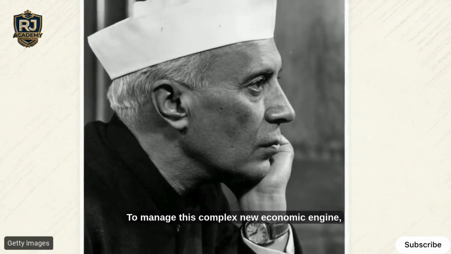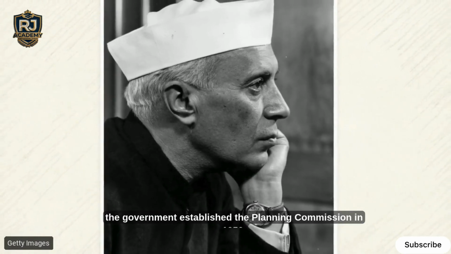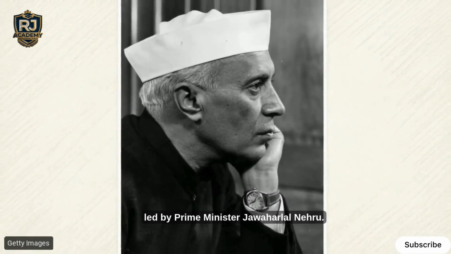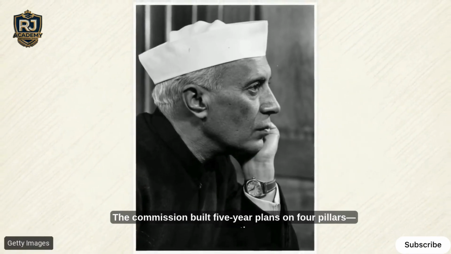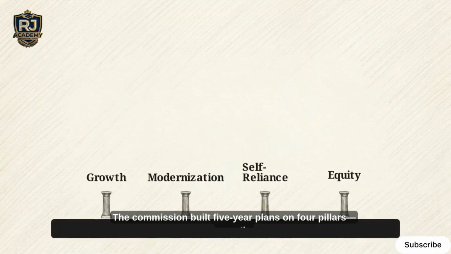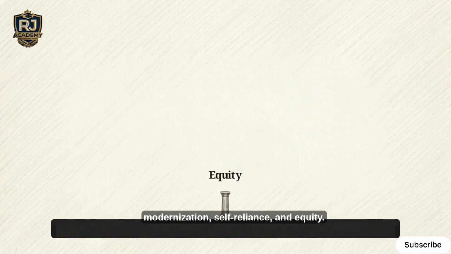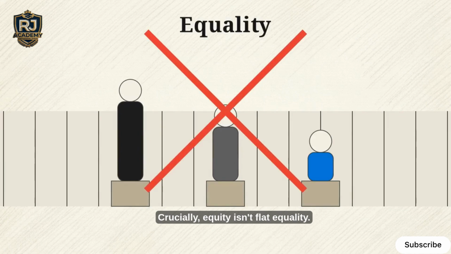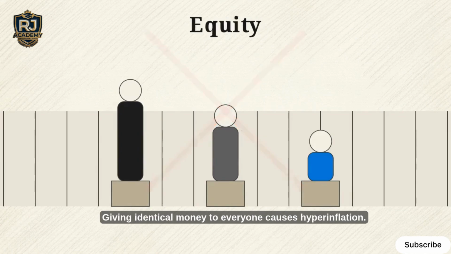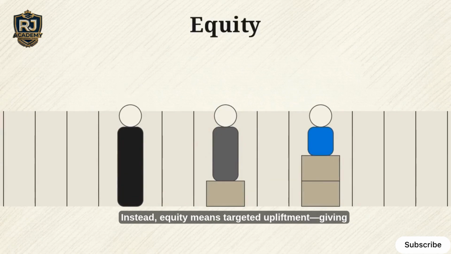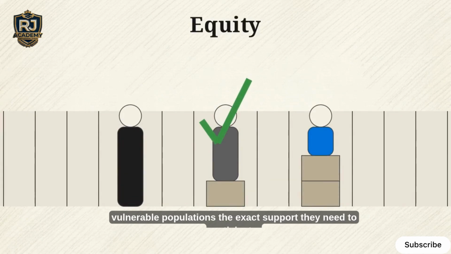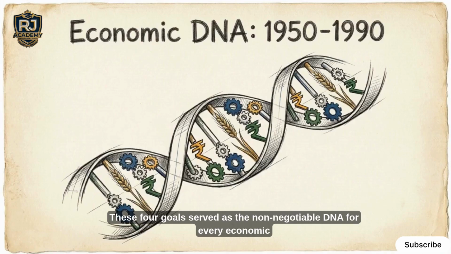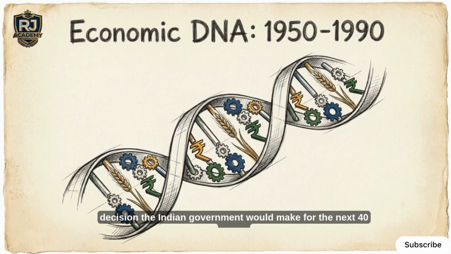To manage this complex new economic engine, the government established the Planning Commission in 1950, led by Prime Minister Jawaharlal Nehru. The commission built 5-year plans on 4 pillars: growth, modernization, self-reliance, and equity. Crucially, equity isn't flat equality. Giving identical money to everyone causes hyperinflation. Instead, equity means targeted upliftment, giving vulnerable populations the exact support they need to participate.